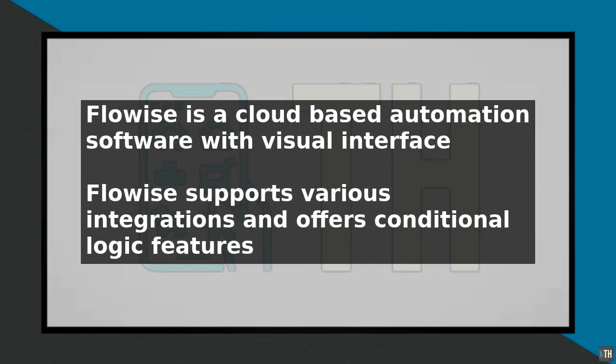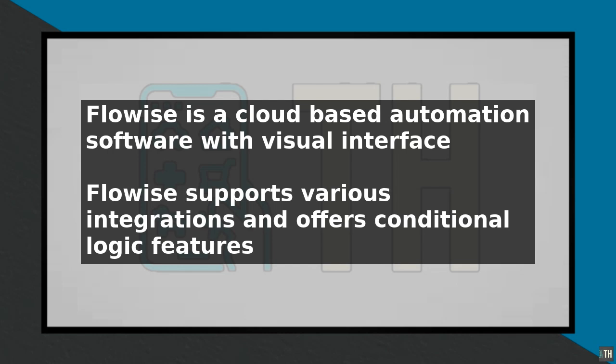Introduction to automation software. In recent years, automation software has become increasingly popular as it helps streamline workflows and increase productivity. Two of the most popular automation software options are Flowise and N8N. In this tutorial, we will compare Flowise and N8N to help you determine which one is best for you.